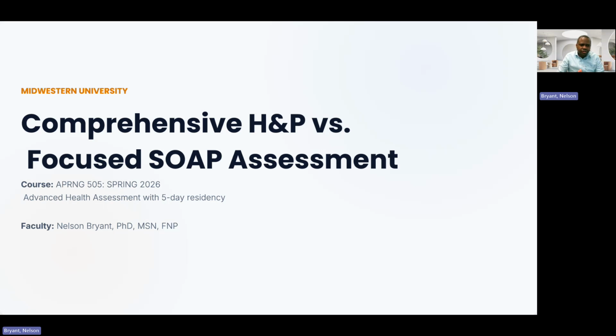Basically, what you need to know is when do you use a comprehensive H&P and when do you have to use a focused SOAP assessment. So I have to tell you ahead of time, you can use a SOAP template for both. It's acceptable, but there are some exceptions when you have to use only a comprehensive H&P template.